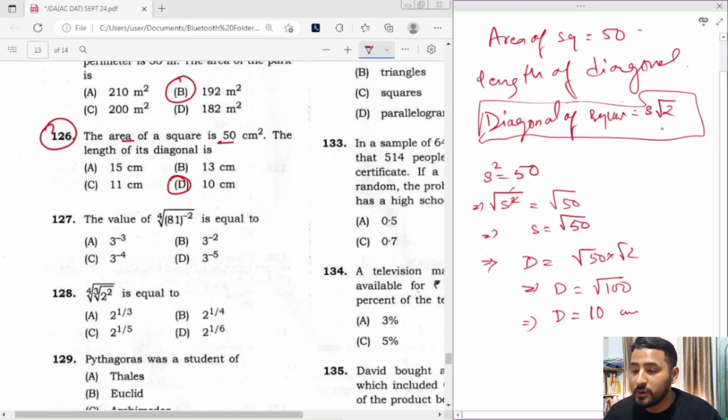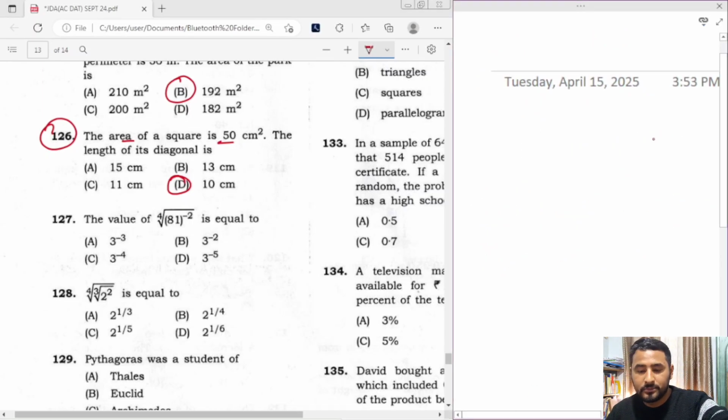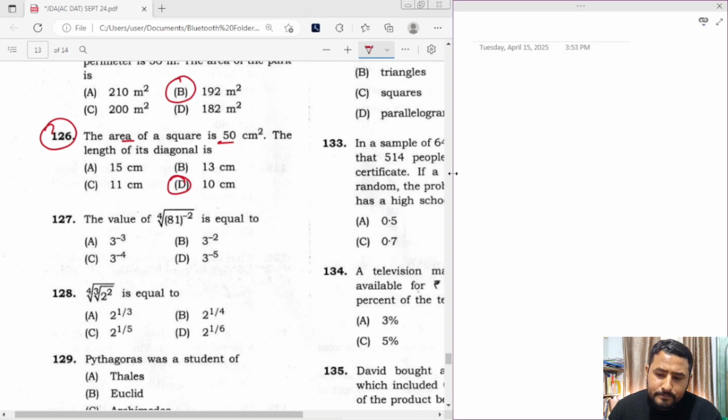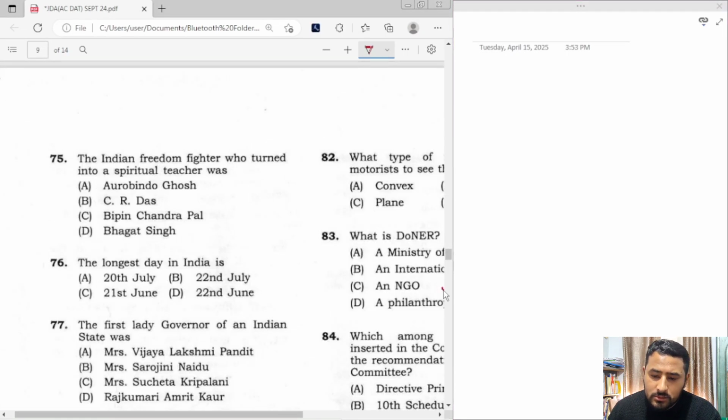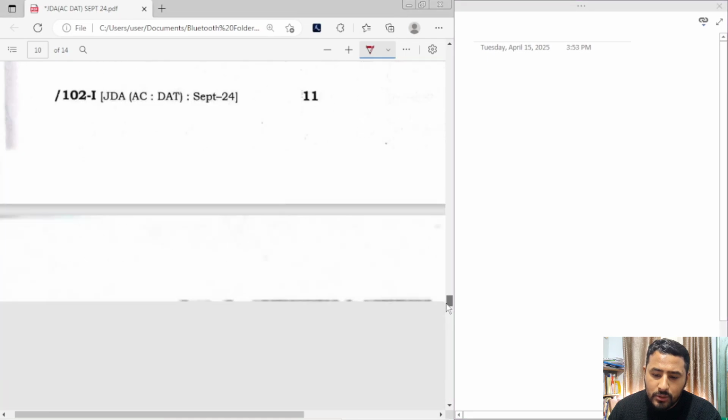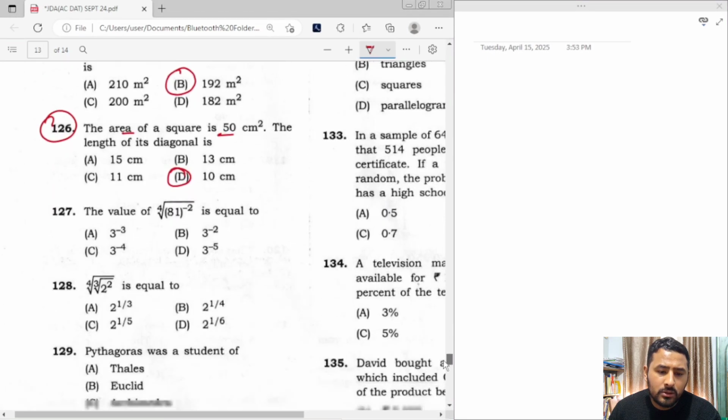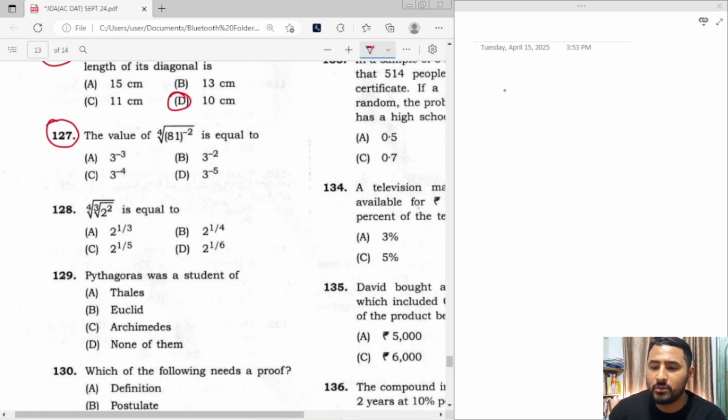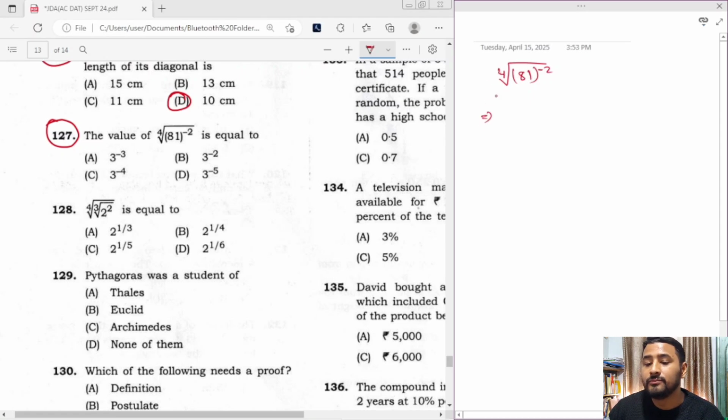Let's go next. You should remember this formula, diagonal equals s root 2. Let's go next. 127, okay. What would be the value of 81 to the power minus 2 over root 4? Okay, how should you do this one? Remember, it is the 4 square root, not 4 square. You can say 81 to the power minus 2 over root 4, okay?